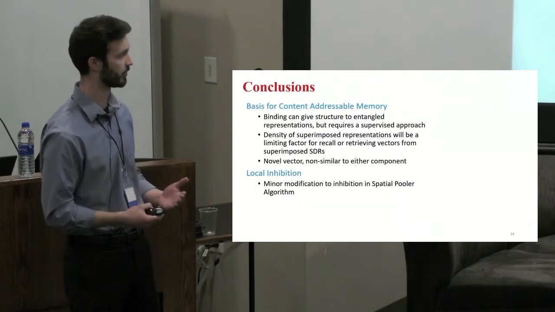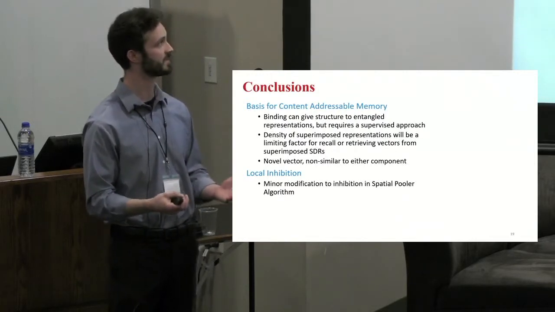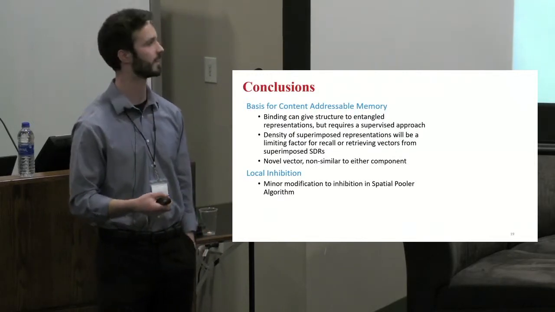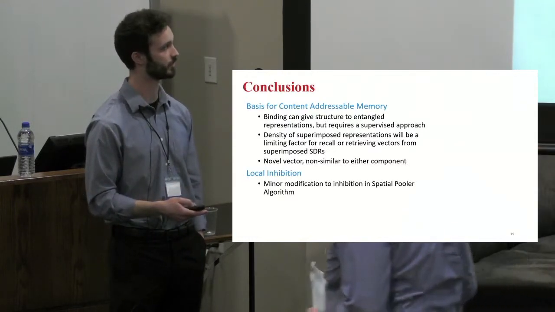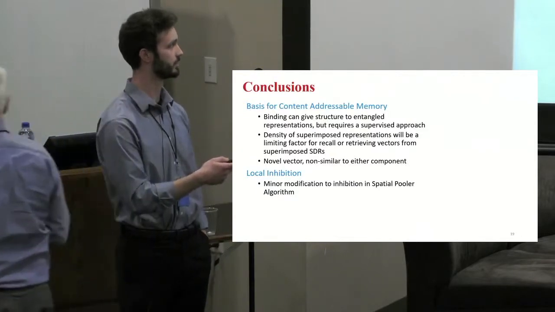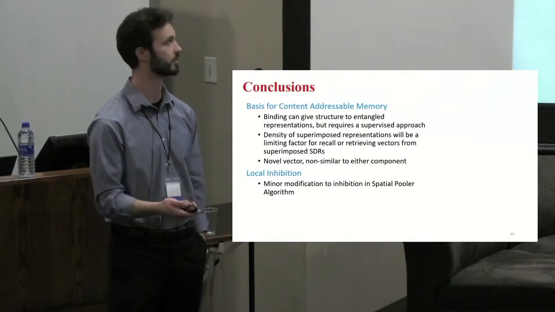So just to quickly summarize, our method of local inhibition serves as the basis of content addressable memory that falls out of the HTM spatial pooler. Again, I think density is going to be a limiting factor in terms of recall if you are superimposing them.